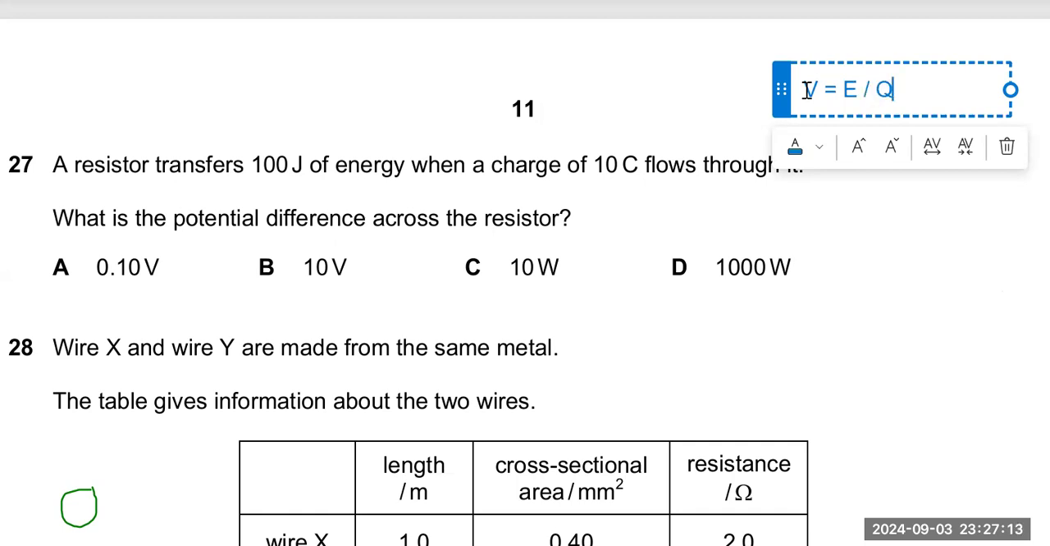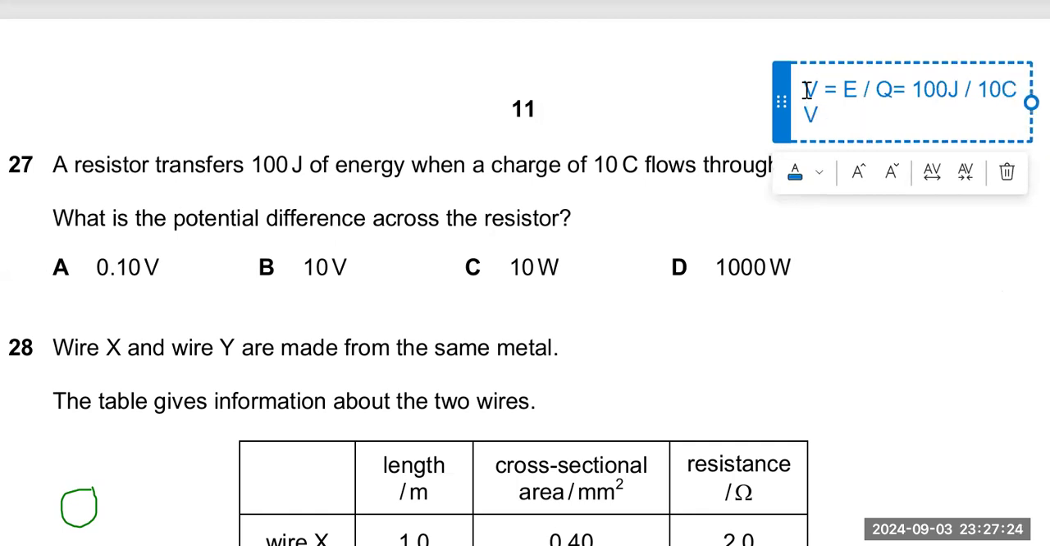So energy is 100 joule divided by charge, 10 coulomb. So 100 divided by 10 will be equal to 10 joule per coulomb. Joule per coulomb is the unit of potential. It is known as volt. We can write it as 10 volt. So your option will be B.